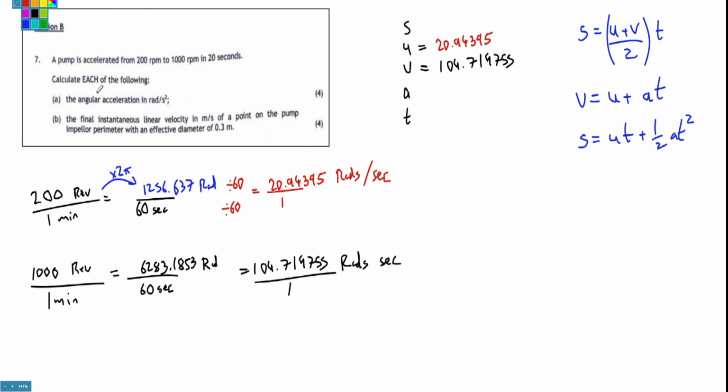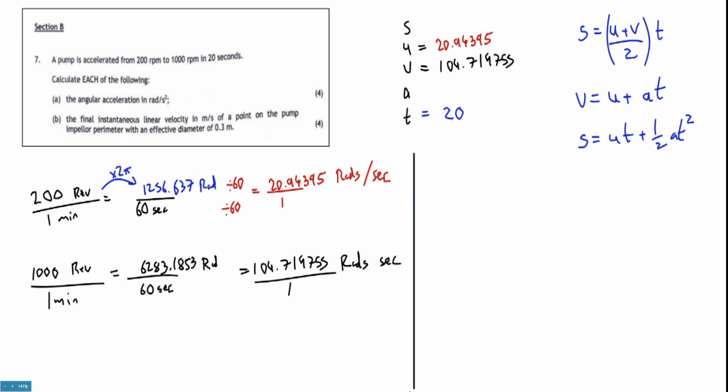What are we trying to calculate? The angular acceleration. We want something that gives us acceleration. Oh, we know the time. I didn't put that in. We've got time is equal to 20 seconds. So nothing that uses S. So we're going to use this V equals U plus AT, the second one over here. And we can just plug the values in, can't we?